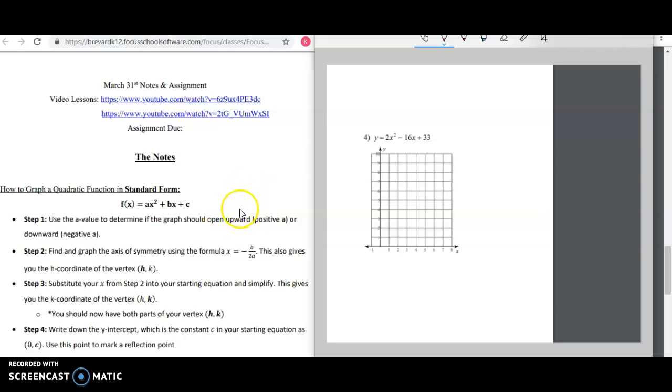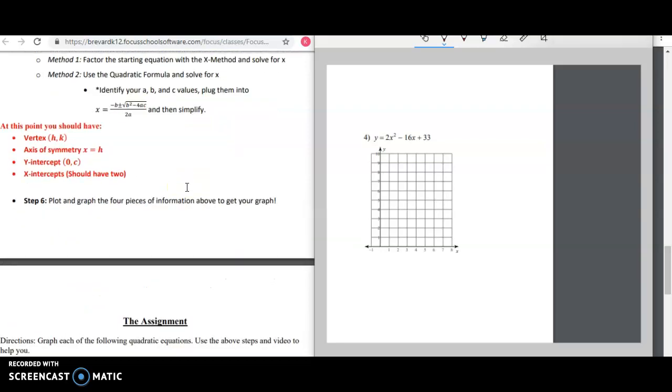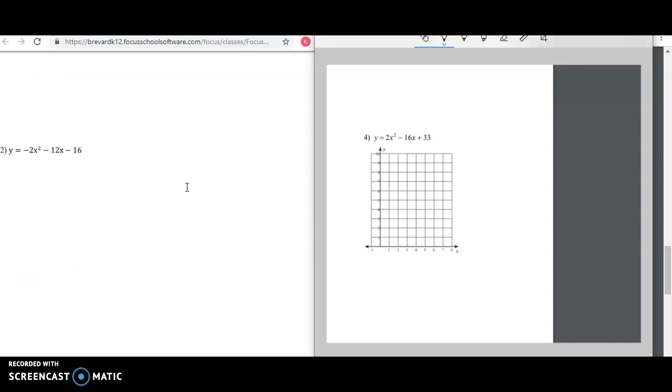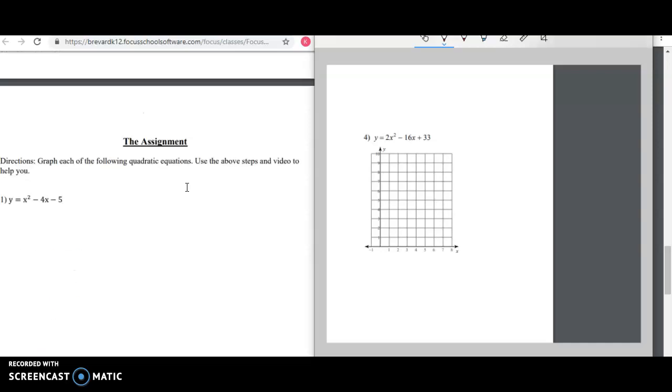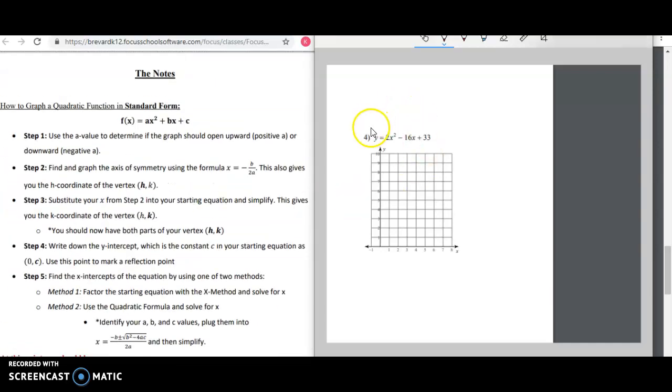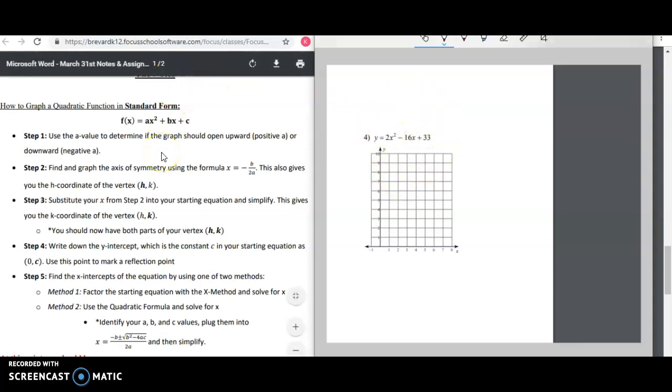Hey guys, this is a video to help you with your homework for March 31st. So you have your notes over here that you should have gotten from the page, and then if you scroll down, you have two questions that you then have to graph. So I have a problem over here that we're going to work through together using our notes, going step by step.